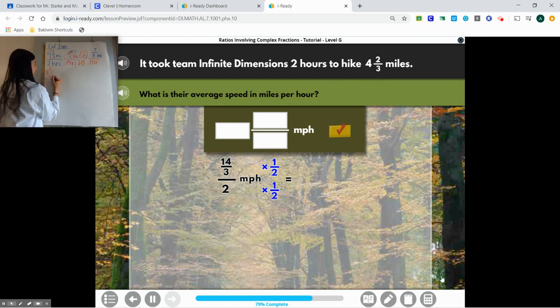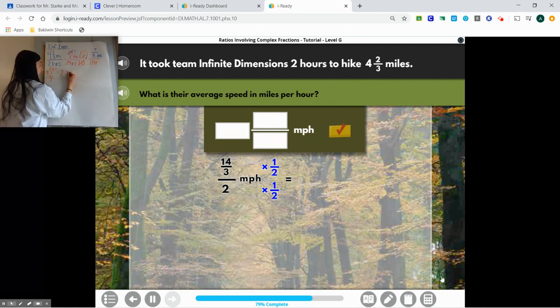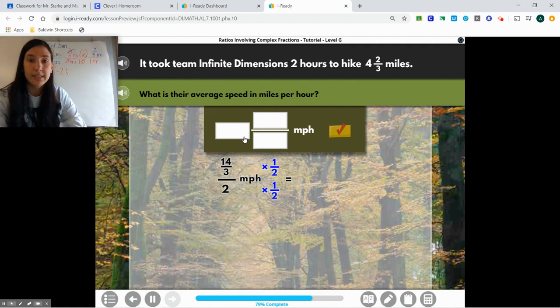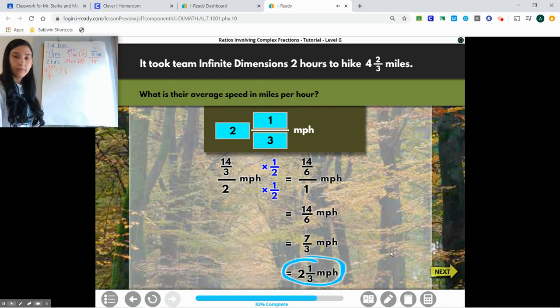Do you guys remember long division? We have 1 left over. That's our remainder. So we write this as whole number 2. The remainder is our numerator, and our divisor is our denominator. So this would be 2 1/3 miles per hour. We're going to type that in here and click the check. And there's all of our work that we did on paper.